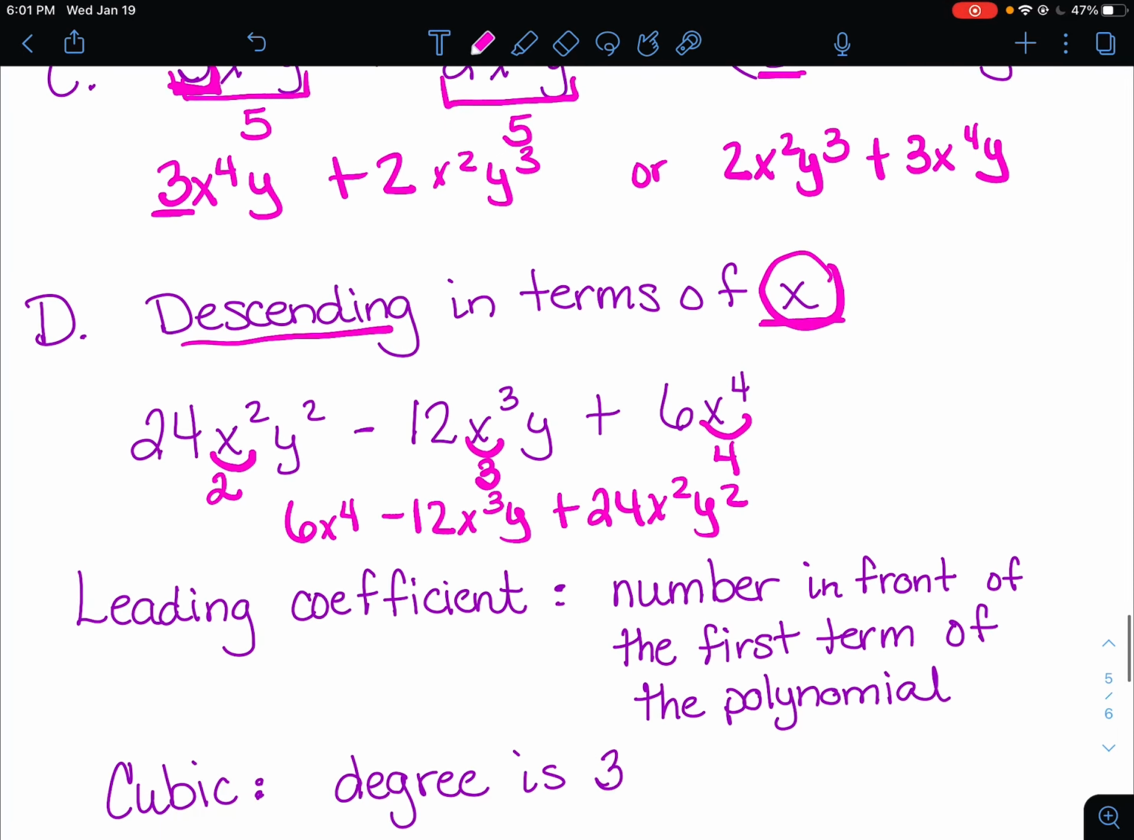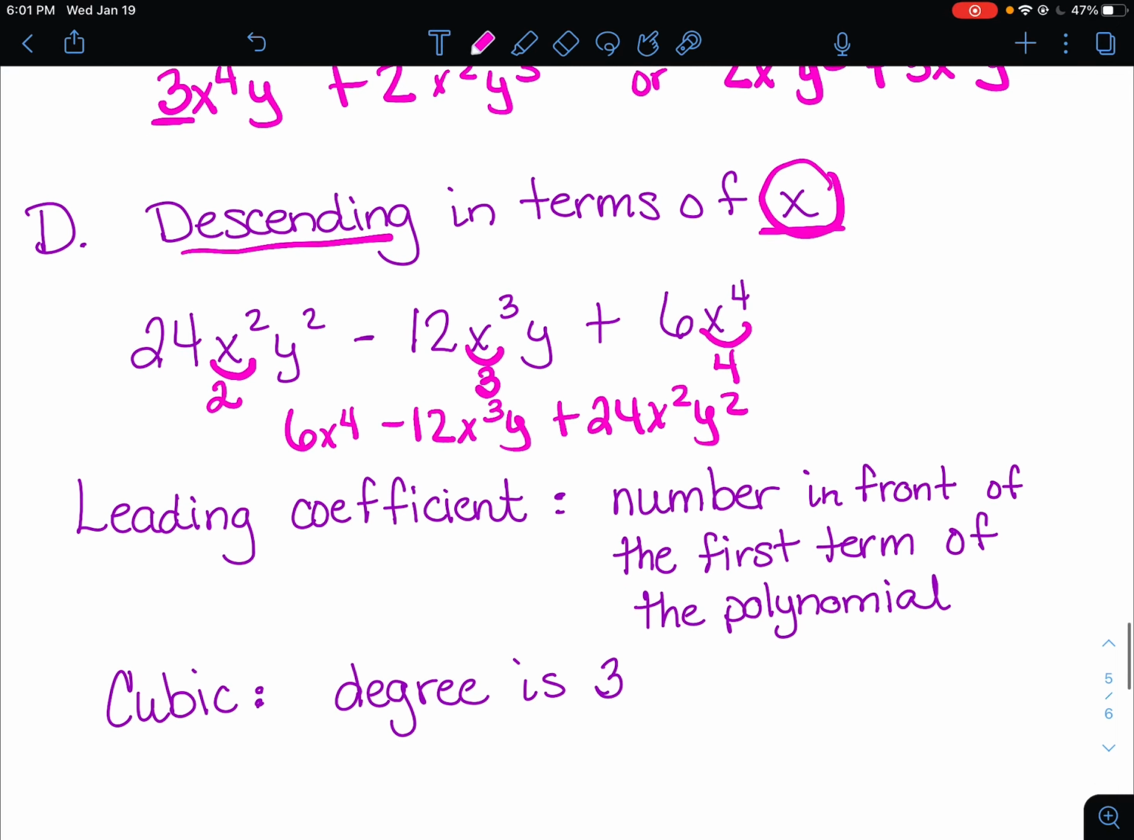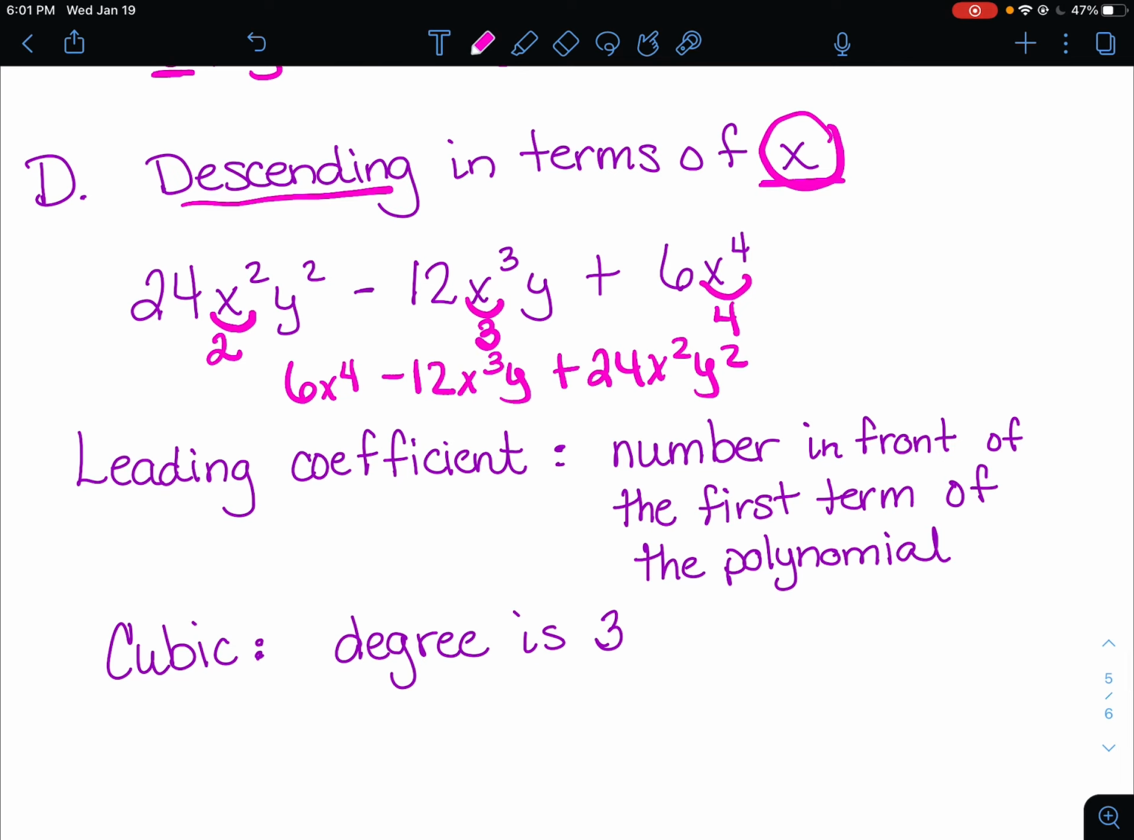Now, remember that a leading coefficient is the number in front of the first term of the polynomial, like we talked about previously in example C. And if something is cubic, that means its degree is 3. So if I have something that is 4x to the 3rd, that is considered cubic. Same as if I had 4x to the 2nd, that's considered squared or quadratic, because we talked about quadratic earlier. So make sure you understand your vocabulary, and then you'll do your practice.